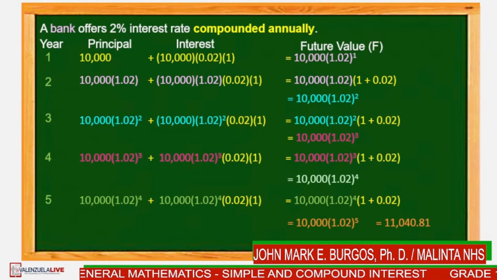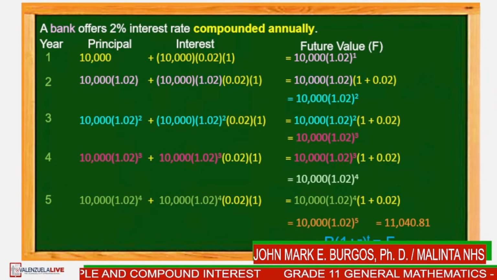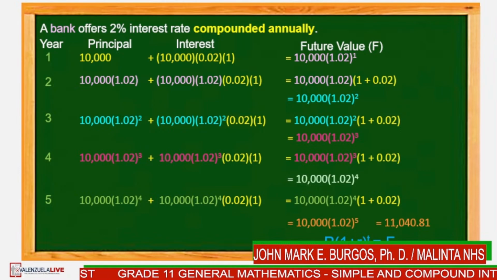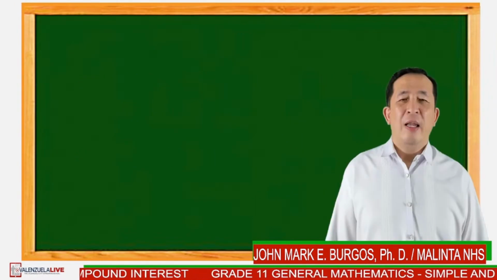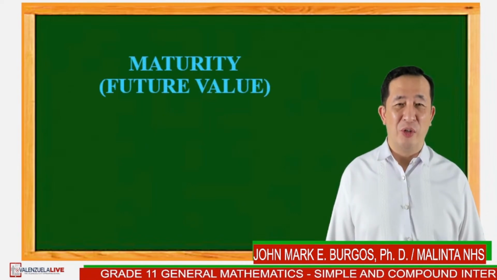If you look at the table, we can derive the formula. So the derived formula will be P(1 + R) raised to the power of T is equal to F, or the future value. Let's proceed to the next lesson, which is the maturity or future value.